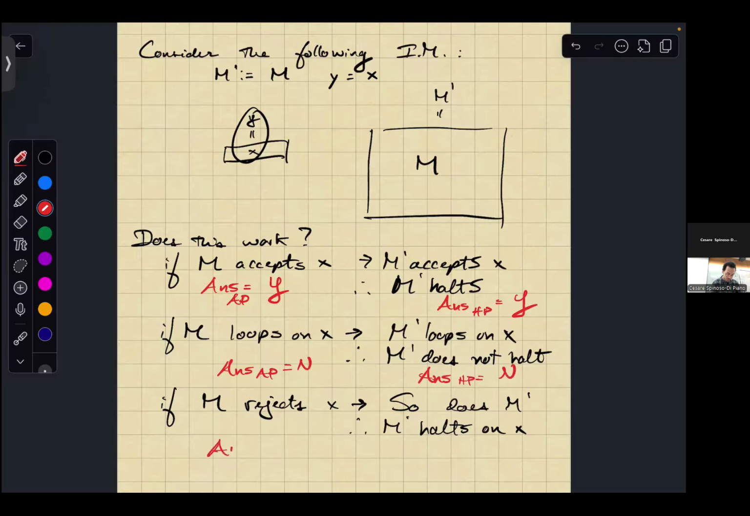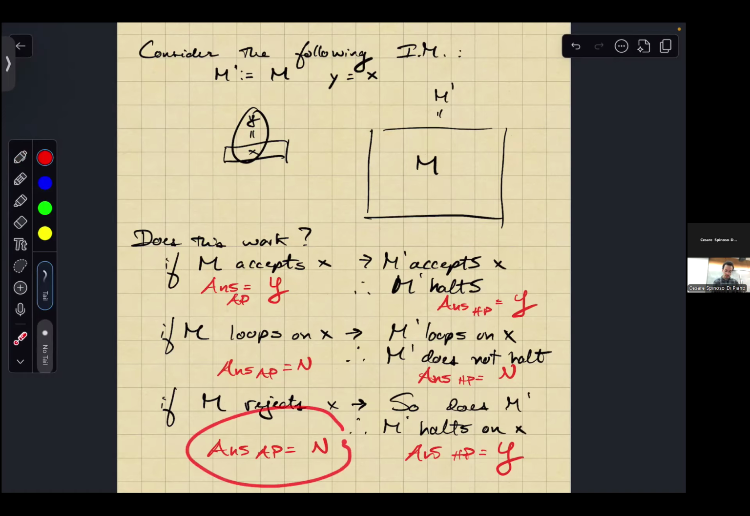But here we unfortunately have a mismatch, right? Which is that the answer here is no, M does not accept X. But for the halting problem, M prime halts on X, which means that the answer here is yes, right? And so this is not a correct solver for the acceptance problem. Remember, I'm trying to create a solver for the acceptance problem. This doesn't work because in some cases where the true answer to the acceptance problem is no, the HP solver that I'm using as a subroutine is saying yes instead, right? So that's kind of a problem. So this doesn't work. So can someone try to propose a fix?